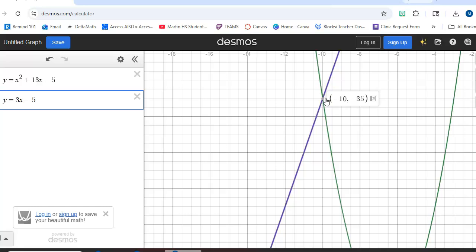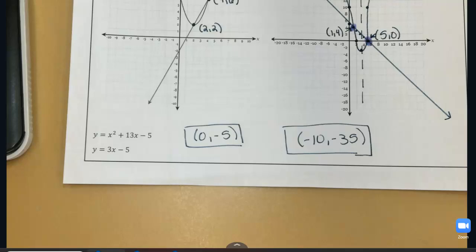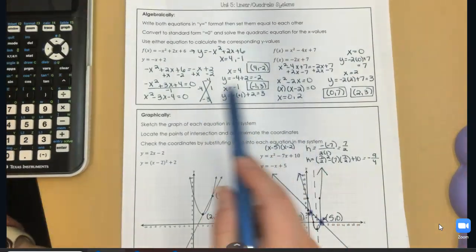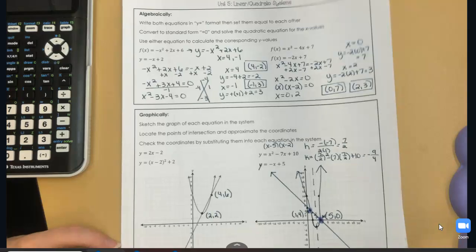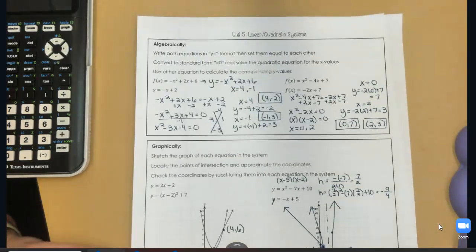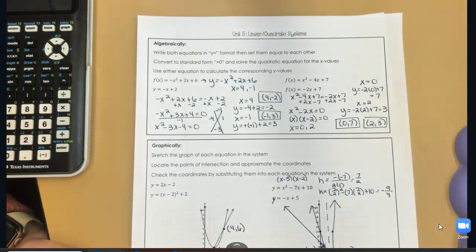So when in doubt, just graph. But there are my two solutions for that last problem. These are possible to solve by hand. If we could not have factored these, you could have used the quadratic formula instead. But factoring, graphing, algebraically, those are the ways we can solve a linear and quadratic system.